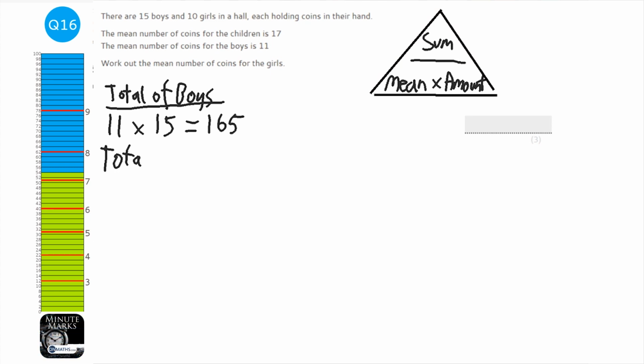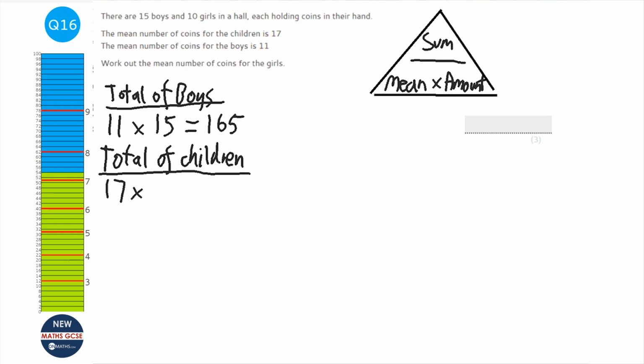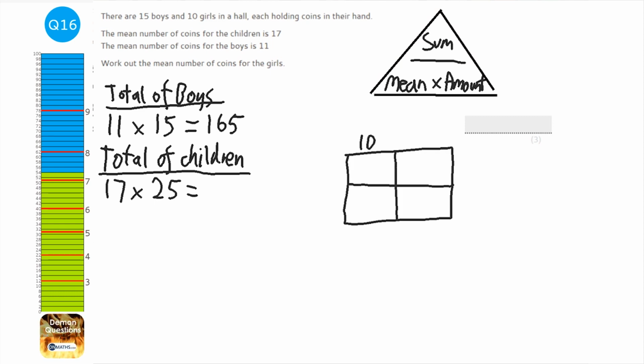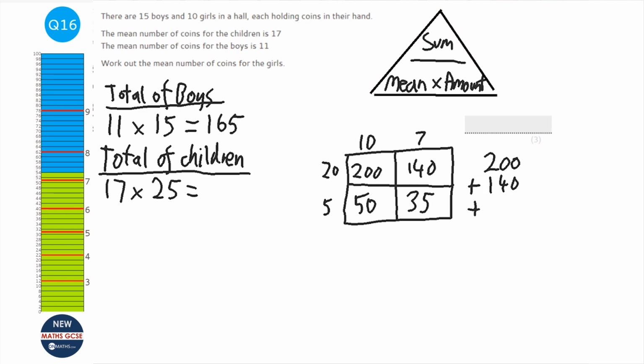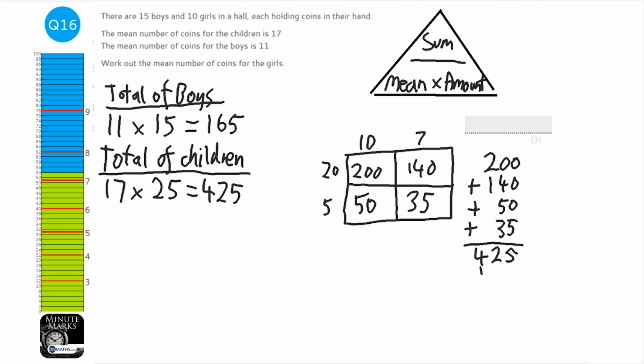Then we can work out the total of children. Same process. The mean of the children is 17, and the amount of children was 15 boys, 10 girls, so that's 25. And I can just do a grid. If you've got a calculator, then obviously you can use a calculator. That's 200, 140, 50, and 35. So let's add those together: 200, 140, 50, 35. That gives 425. So the total of the children is 425, the total of the boys is 165.